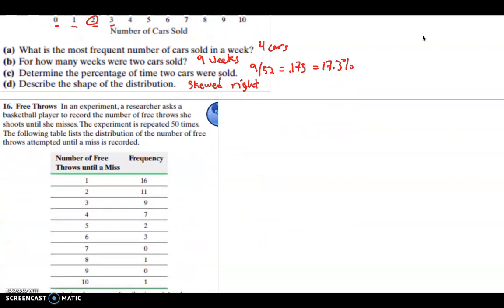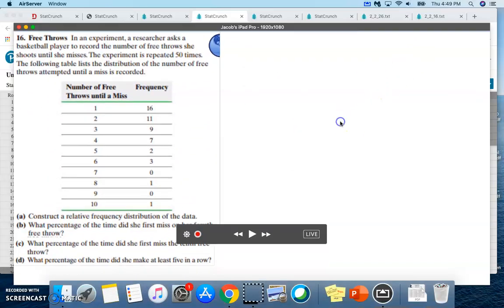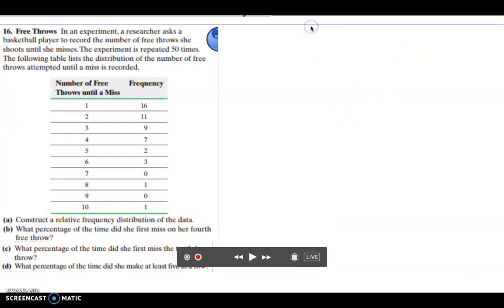Okay, so that's just one look at analyzing a histogram. So this next one, we've got free throws. In an experiment, a researcher asks basketball players to record the number of free throws she shoots until she misses, and the experiment is repeated 50 times. So we know that when we add up all the frequencies, it'll be 50. The following table lists the distribution of the number of free throws until a miss is recorded.